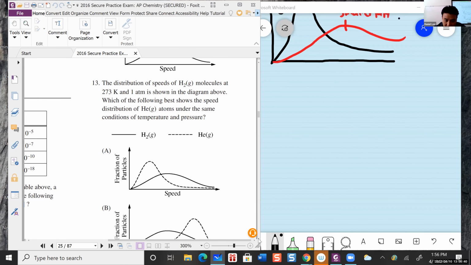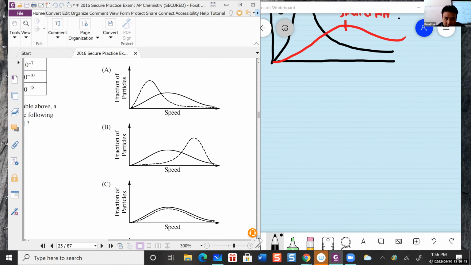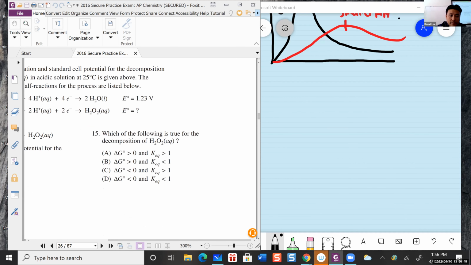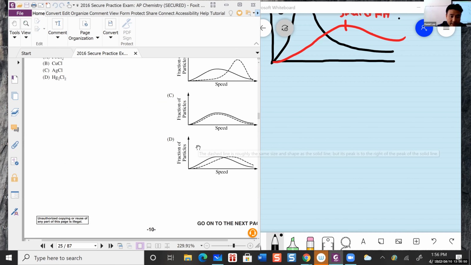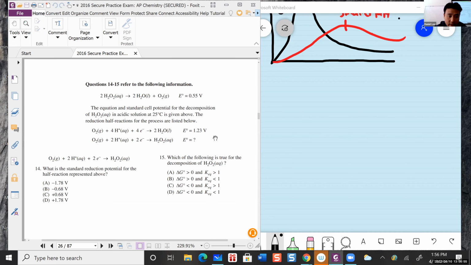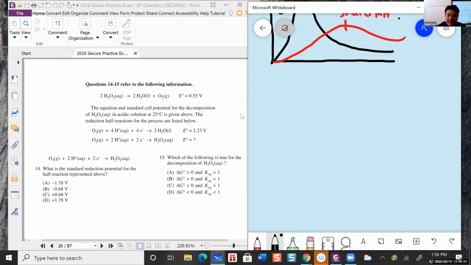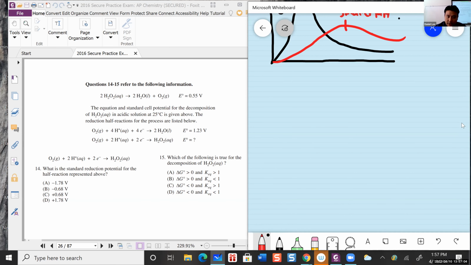Okay, let's look at number 14. 14, 15, I think they're together. It looks like it's Hess's law with E, cell potential or reduction potential. Let's take a look at the question here. We have hydrogen peroxide decomposition. Remember I said that you always see hydrogen peroxide on AP tests, okay? So here's an example of that. If you have two hydrogen peroxide, this is number 14 and 15, they will decompose into water and O2. First of all, this is a redox reaction, right?